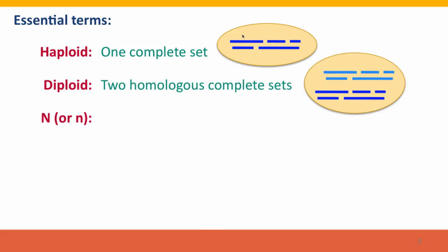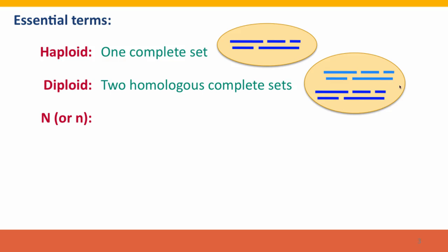A diploid cell has 2 homologous complete sets. So here I've drawn 2 sets. You can see that each set has the same number of chromosomes, they have the same lengths, and they're different shades of the same color to help us remember that they're just different versions of the same chromosomes.